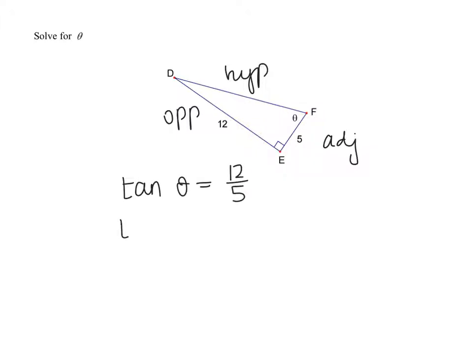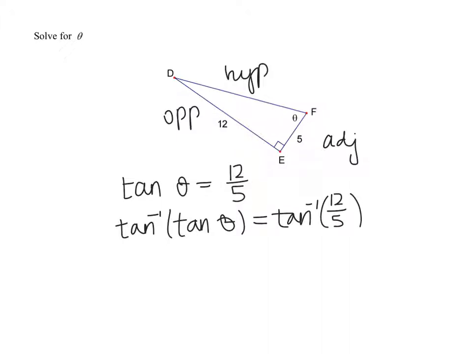So to solve for theta, we take the tangent inverse of both sides. And we're left with theta equals 67.38 degrees.